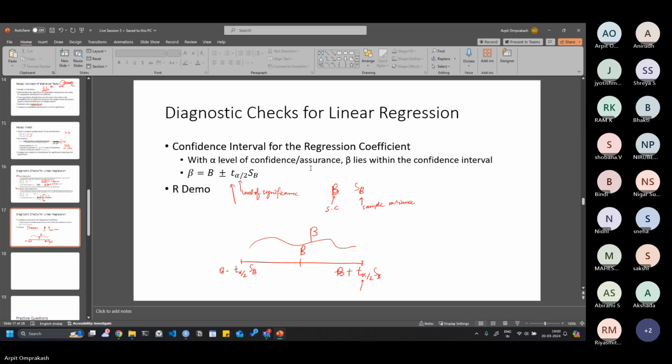Then we can also calculate the confidence interval for our regression coefficient, which is basically, at some level of confidence alpha, it gives you around the sample mean where the population mean is likely to lie. So this is given by B plus minus t, where t is the t value at the given level of significance, times the standard error.